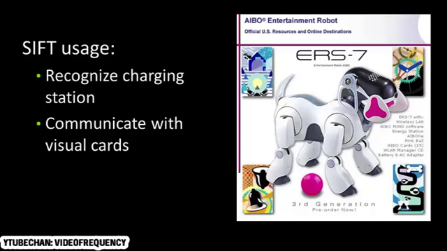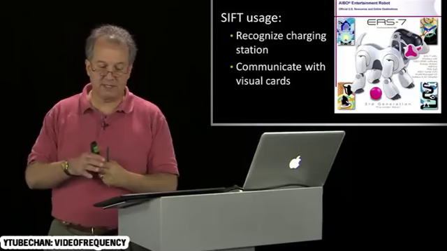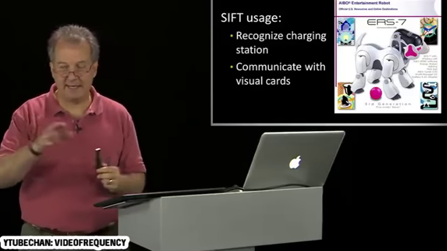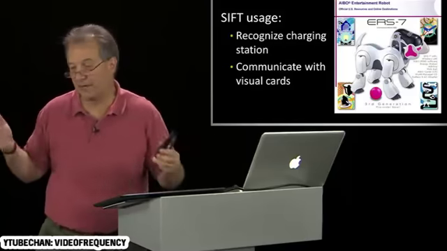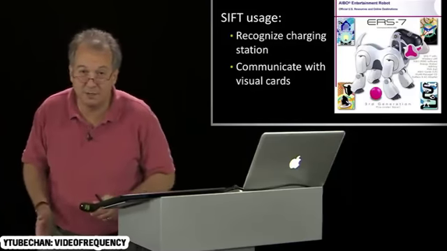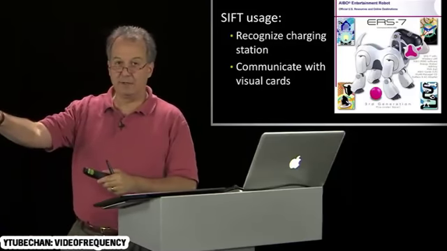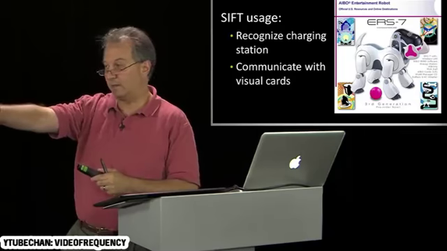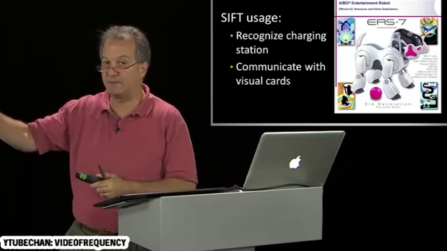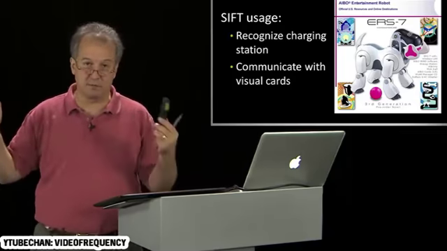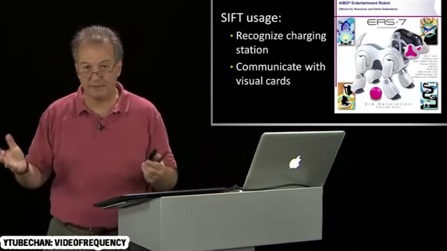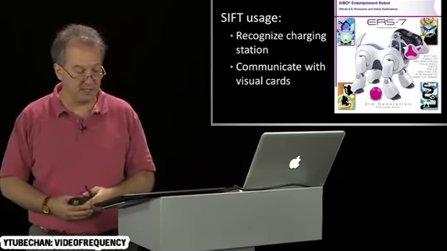And the way it did that was using SIFT features. All right? So the charging station had a pattern on it, and as the dog walked around and just did kind of whatever it did, whatever little robot dogs do, it would see this pattern. It would be oriented, it would be translated off to the side somewhere at a different scale. But remember, SIFT is translation, rotation, and scale invariant. So it could find the charging station.